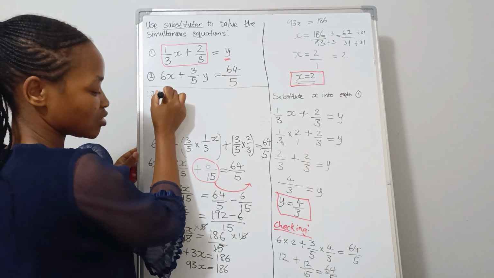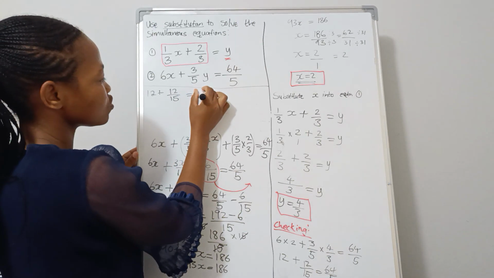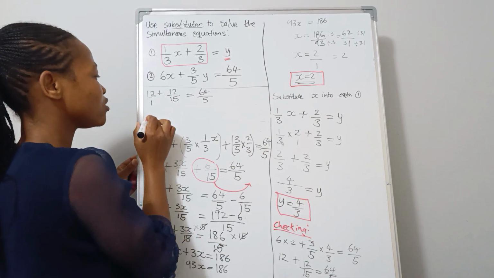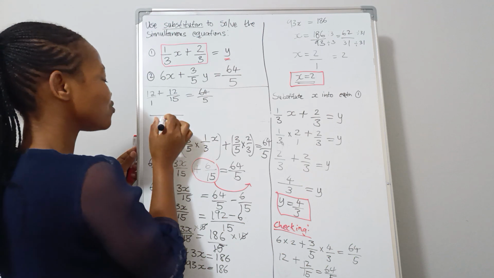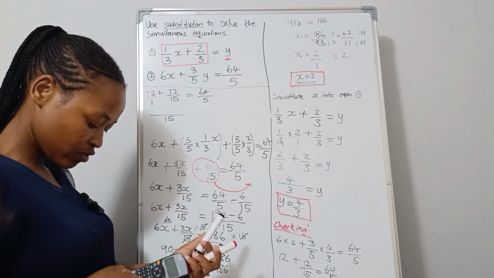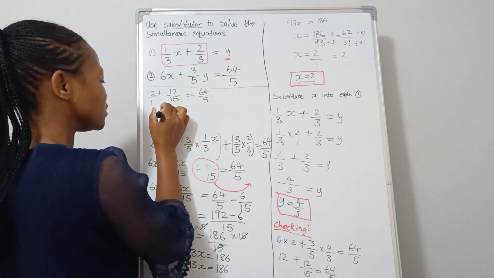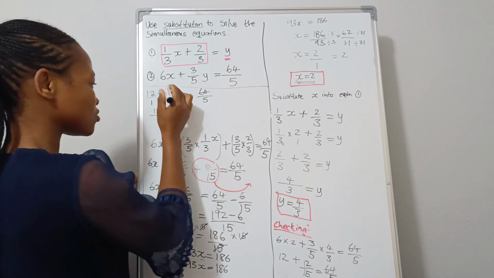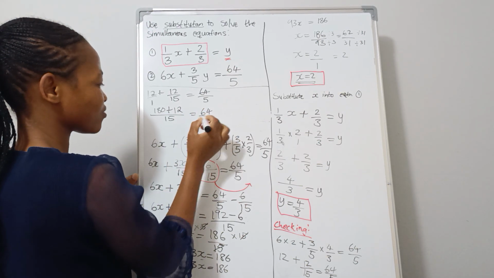It's 12 plus 12 over 15 equals 64 over 5. So this is basically 12 over 1. So we want to find a common denominator, which is 15. So we say 1 into 15, 15 times 12. I'm going to do that real quick. 15 times 12, that's 180. So we have 180 plus 15 into 15, which is 1, 1 times 12, 12, goes to 64 over 5.